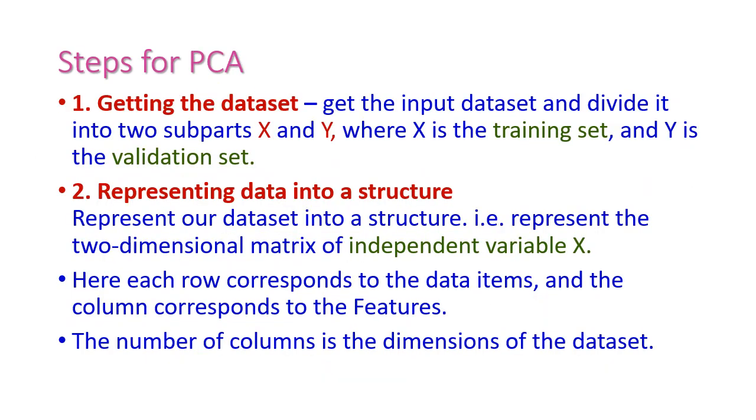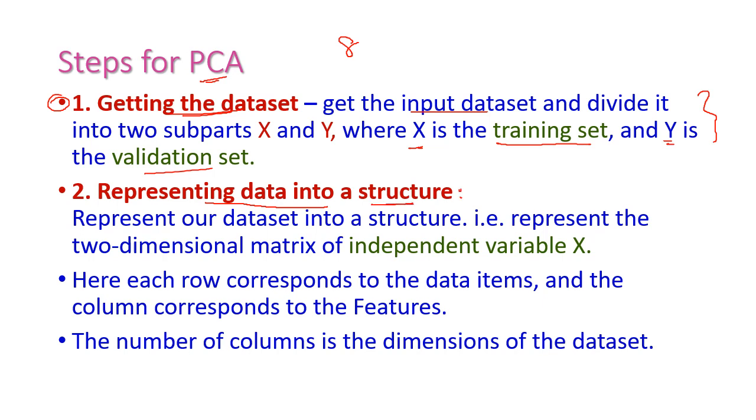And next let us see the steps for PCA. There are 8 steps. The first one is getting the data set. Getting data set means getting the input data set, and that will be divided into 2 parts. First one is training set X and validation set Y.